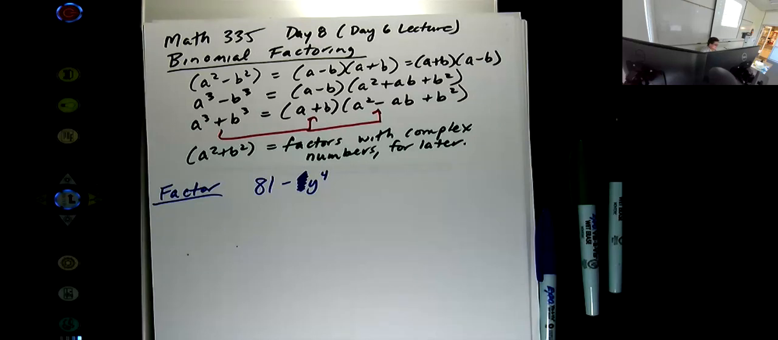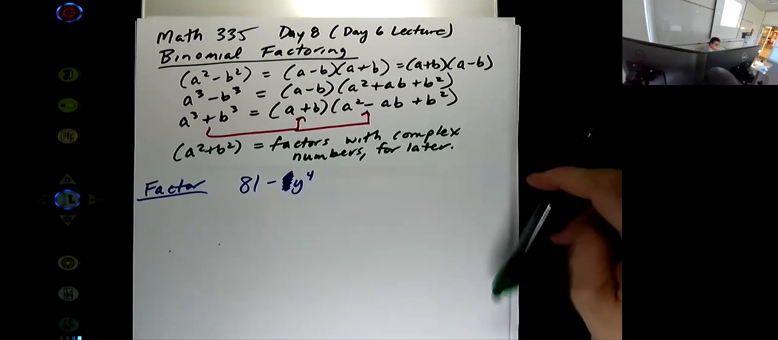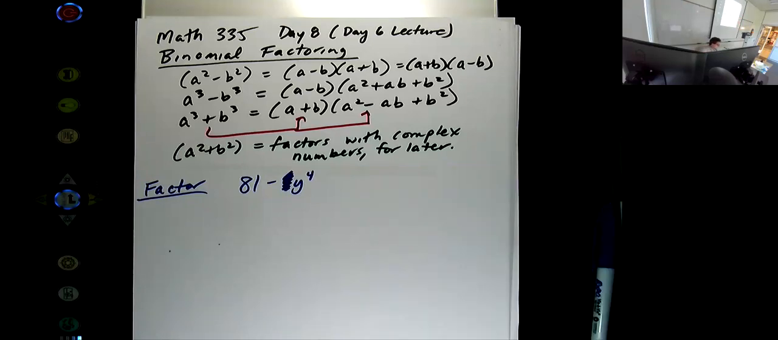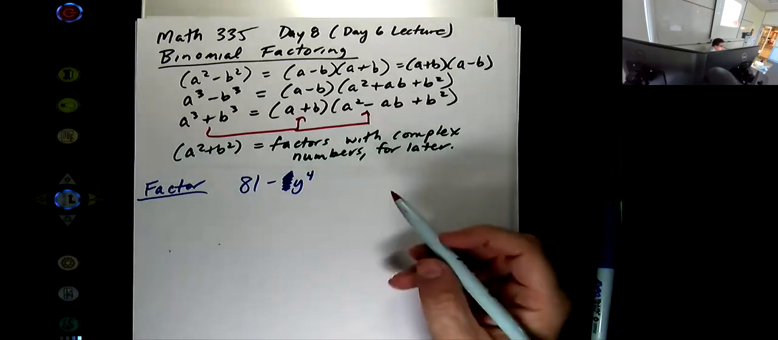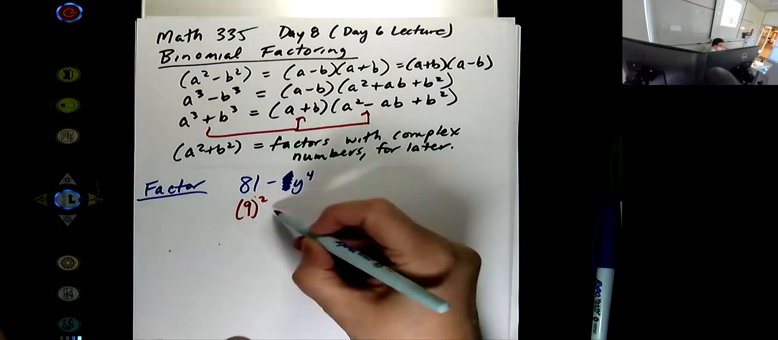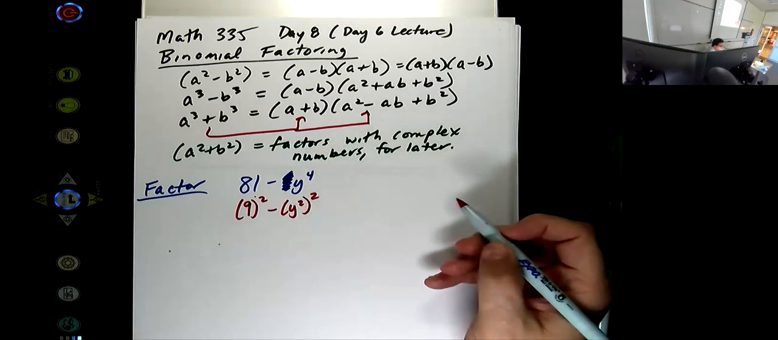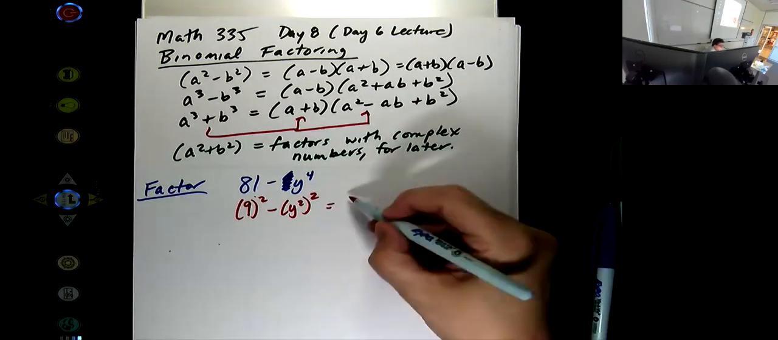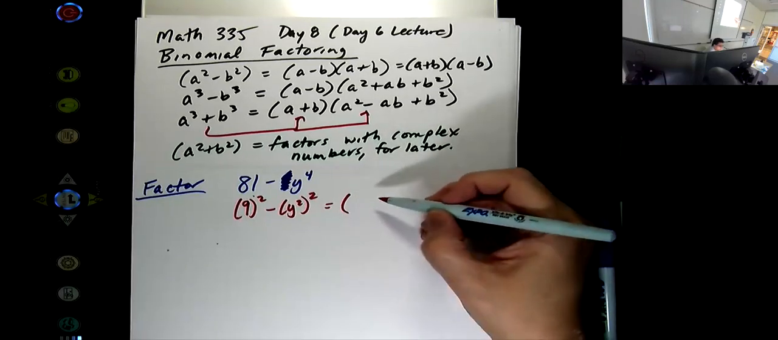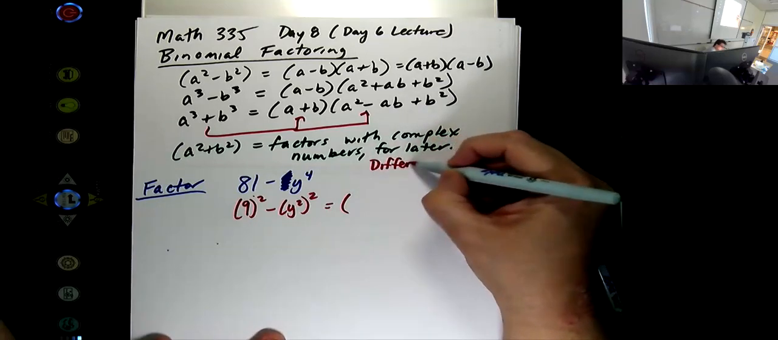Isn't it substitution? Basically the 81 is 9 squared, and y to the fourth is y squared, and then all that squared. Yeah. So sum of cubes, right? These are squares, I mean, difference of squares. Gotcha. This is pretty close.